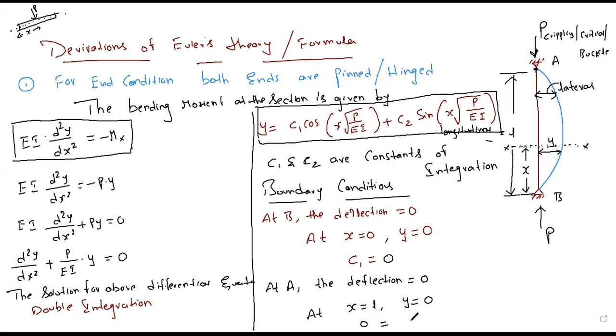0 is equal to, x is equal to L. What is the value of c1? 0. So this whole term will become 0. Right? y is equal to 0 is equal to 0 plus c2 sin L root of P by EI. So this is the second equation with respect to the boundary condition x is equal to L, y is equal to 0.